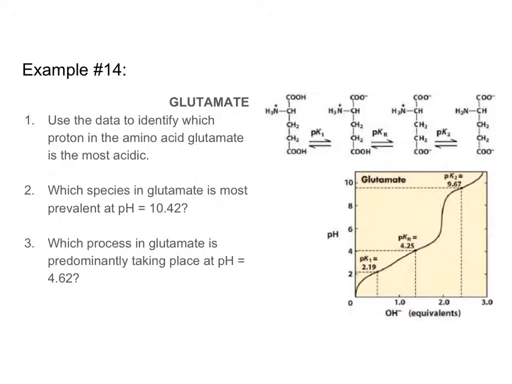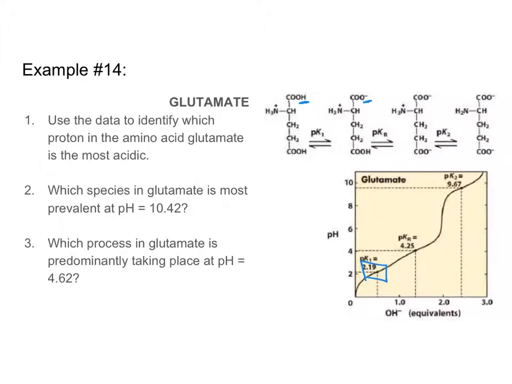Okay. Now, according to the information that you've been given, which proton in the amino acid glutamate is the most acidic, that is most likely to be given up first? It appears that the top COOH, yeah? So in this buffer region here, this hydrogen is being removed first. Okay.